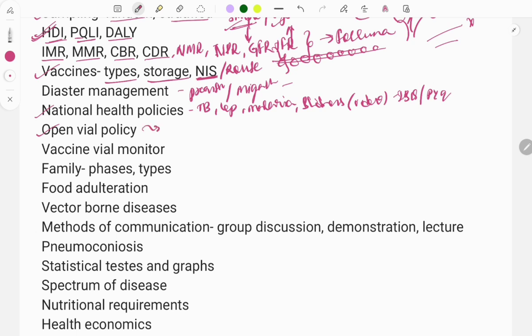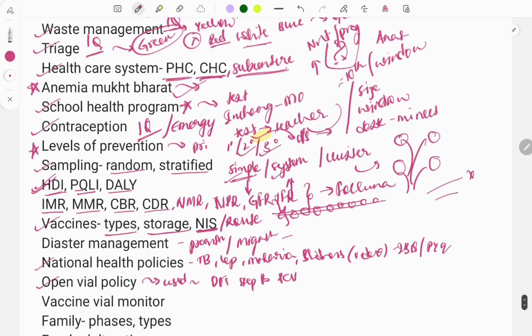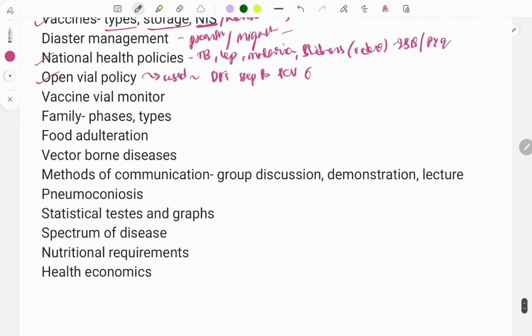Open vial policy. This policy is used for certain vaccines, like the DPT, hepatitis B, the PCV, OPV. Okay, so these certain vaccines follow this open vial policy. That means that once a vial is opened, it can be kept for some duration of time, up to 4 weeks, and then it can be used again. Okay, so questions can be asked, which of the following vaccines follow this open vial policy.